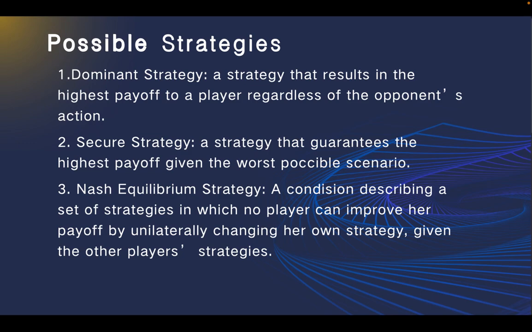And the third one is the Nash equilibrium strategy. This is a condition describing a set of strategies in which no player can improve her payoff by unilaterally changing her own strategy, given the other player's strategy. In conclusion, Nash equilibrium is finding a set of strategies that leaves both players better off.